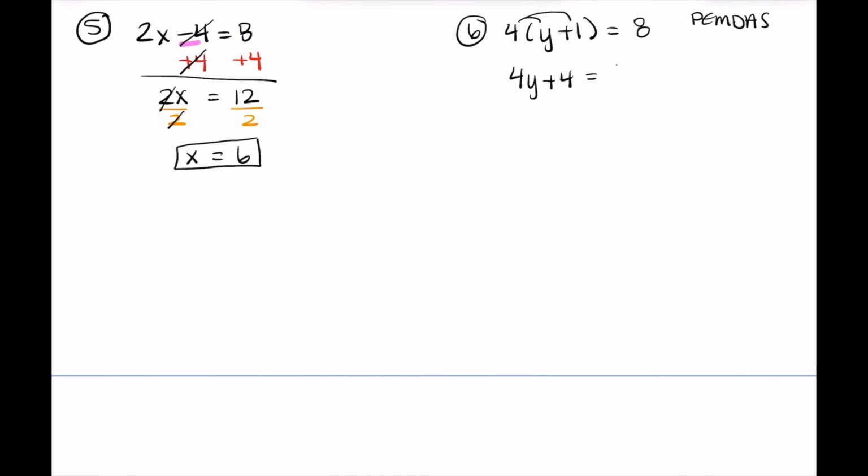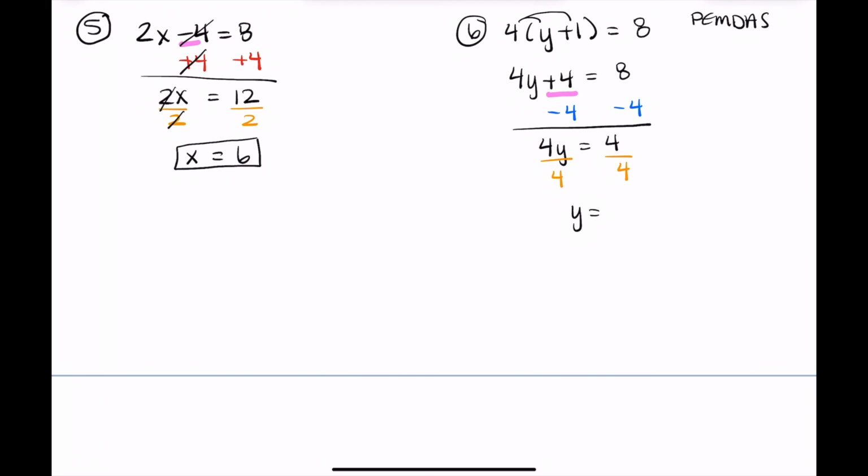And again, we're going to get rid of that plus 4 first. Since it's addition, our inverse operation here would be subtraction. So I'm going to go ahead and subtract 4 on both sides. When I do that, our left-hand side ends up just being 4y. And we know that 8 minus 4 gives me 4. So we have 4y equals 4.